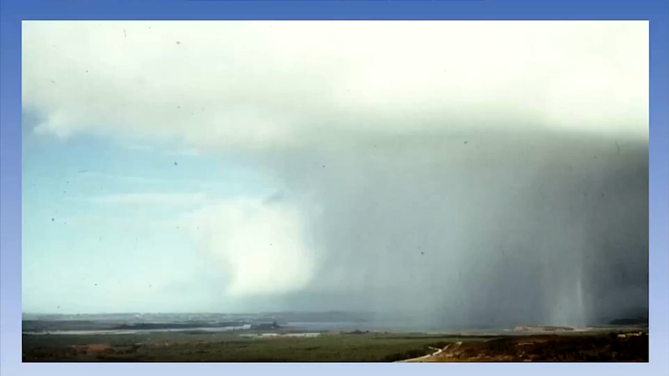Through the rest of this lesson, we are going to examine precipitation: how precipitation is formed, the different types of precipitation, their durations, intensities, and the associated cloud types.